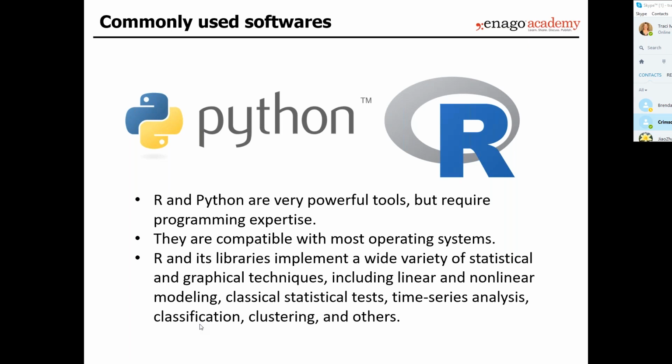R and its libraries implement a wide variety of statistical and graphical techniques, so you can basically find programming language portions online and integrate them into your own programming. A lot of these languages or packages have already been developed. You just need to know how to implement them. But like I said, there are lots of open source choices for learning and exploring both Python and R.